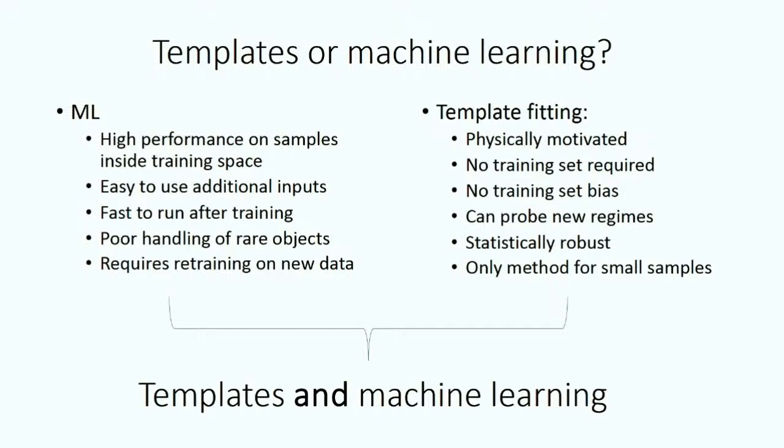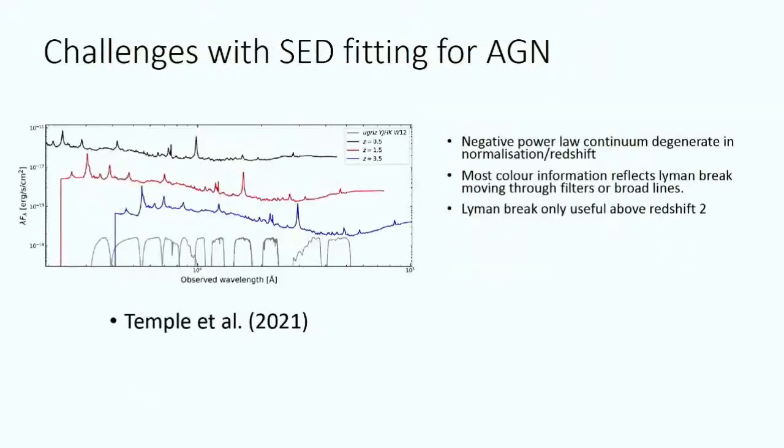But the key conclusion of what I want to say is we can use both together and start to think about how to do that. So I've shown this slide many times before, but just to highlight the challenges with SED fitting for AGNs. The example model here, I think, is a really clear way of showing the basic AGN SED. We have this negative power law continuum, which is of course degenerate in normalization and redshift.